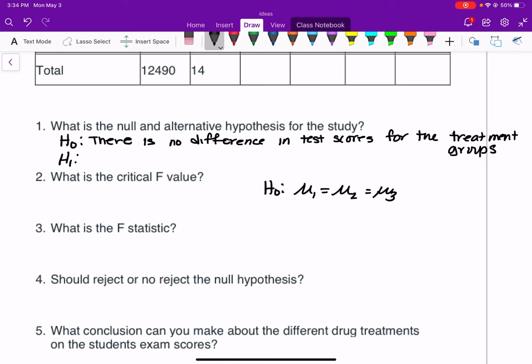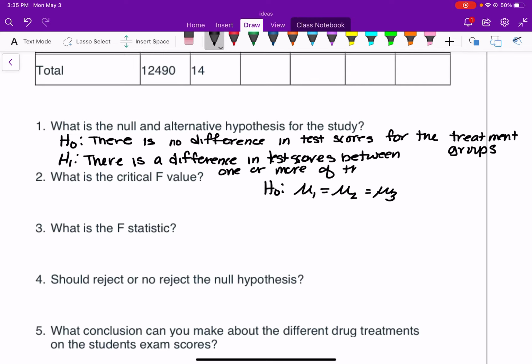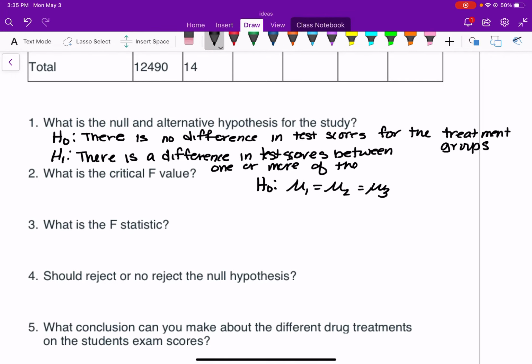And our alternative hypothesis would be that there is a difference in test scores between one or more of the groups. Okay, so that would be our alternative hypothesis.